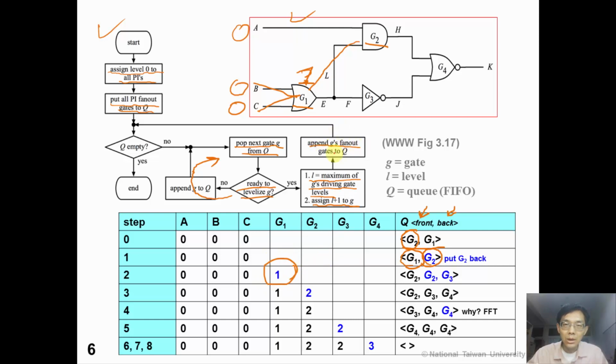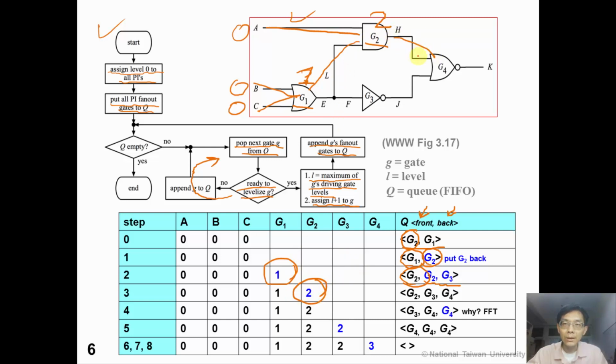And we append G1's fan-out gate to the queue. So we have G2 and G3 in the queue. The next gate we pop out from the queue is G2. Now G2 is ready for levelization since both A and G1 have been levelized. So the level of G2 is now assigned to the maximum of A and G1 plus 1, which is 2.